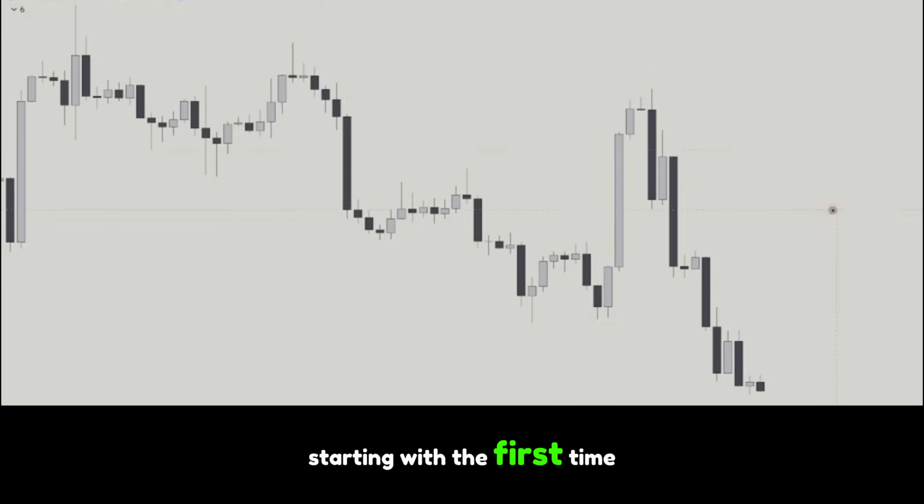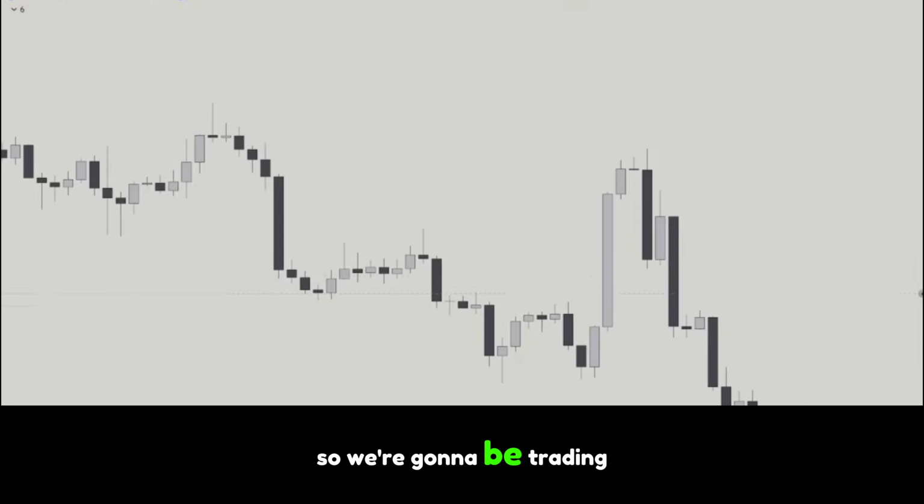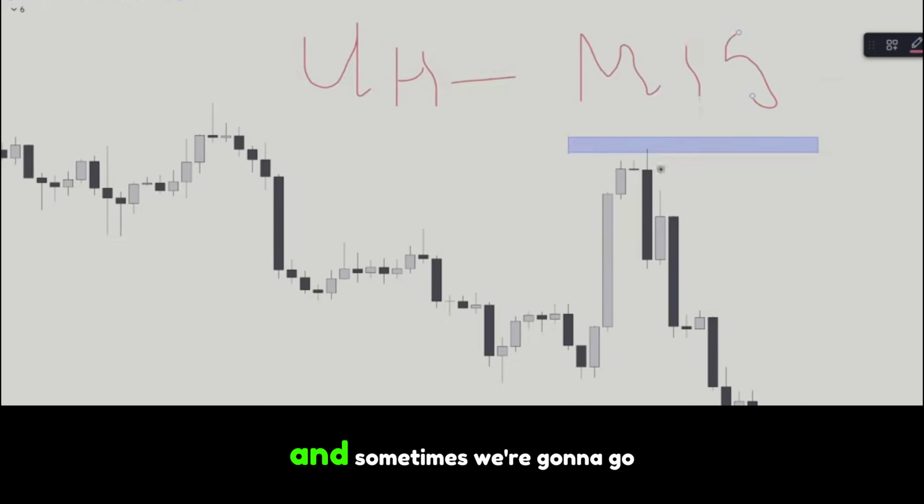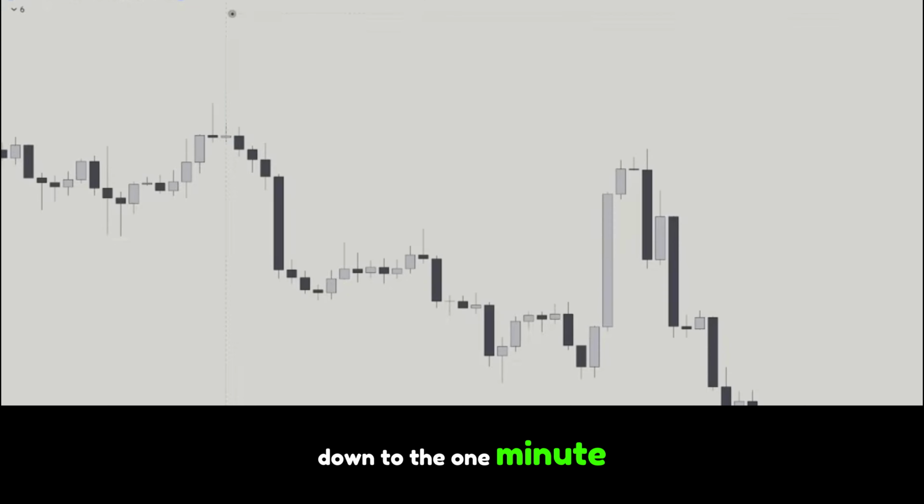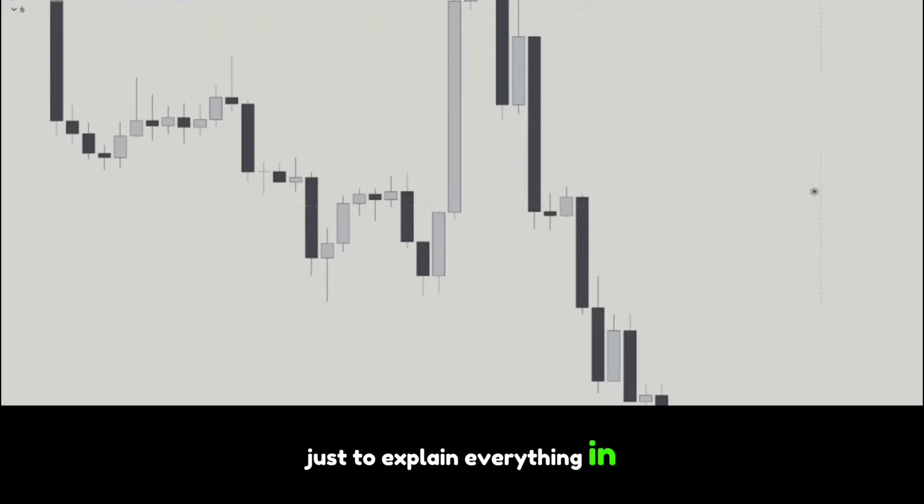Starting with the first, time frame alignment. We're going to be trading based on the 4-hour, 15-minute, and 1-minute. I'm going to take some trades only based on the 4-hour and then the 15 minutes, and sometimes we're going to go down to the 1 minute. Let's explain everything in detail, right?